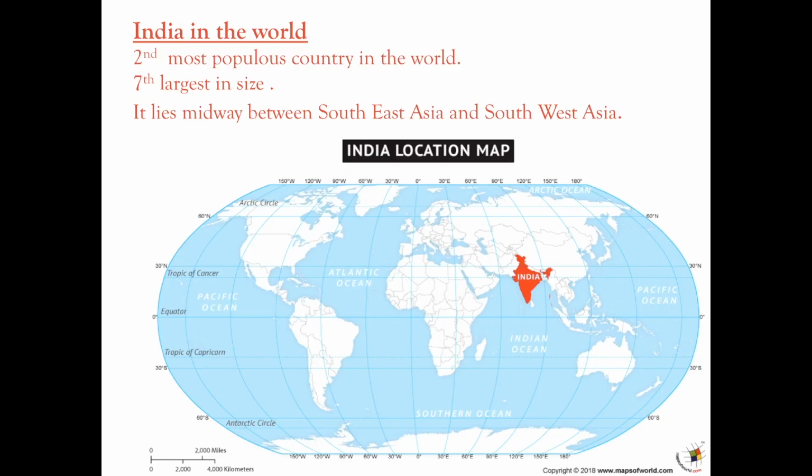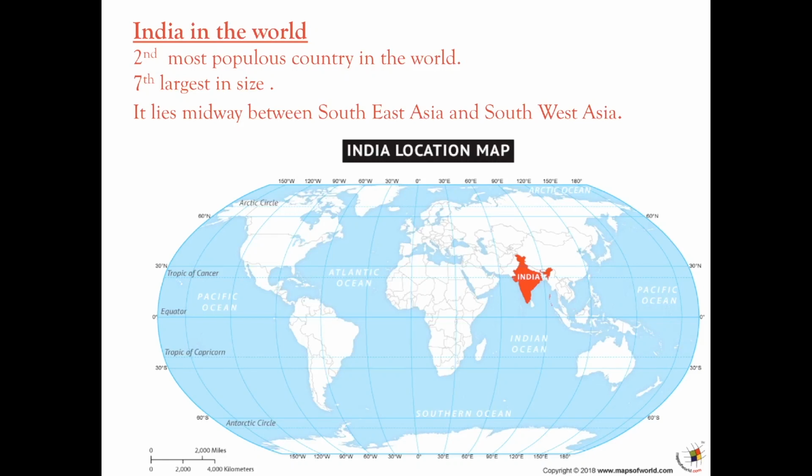In this picture you can see the location of India on the world map. India is the second most populous country in the world. The first most populous country is China. In terms of size, India stands seventh in the world. The largest country is Russia. After Russia, Canada is the second largest country in size.